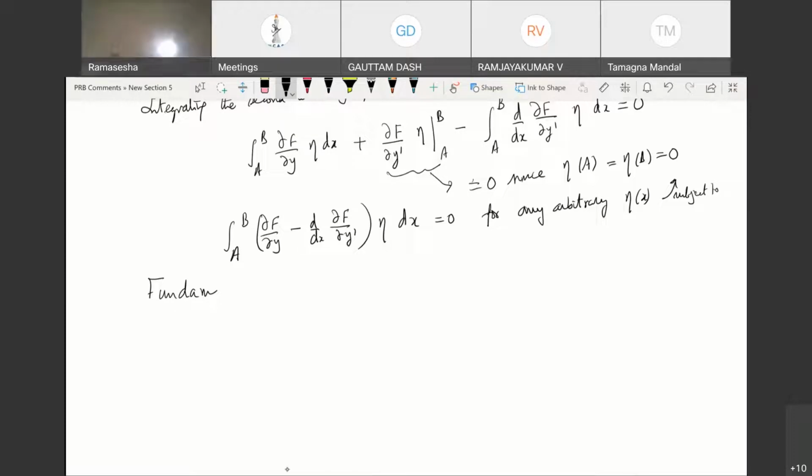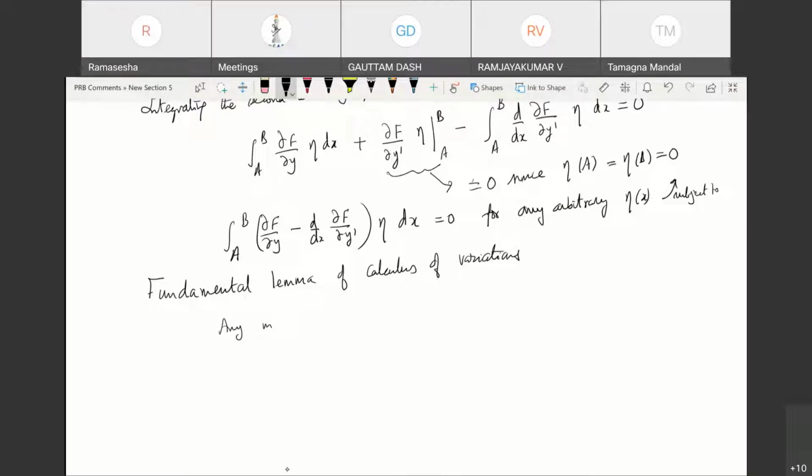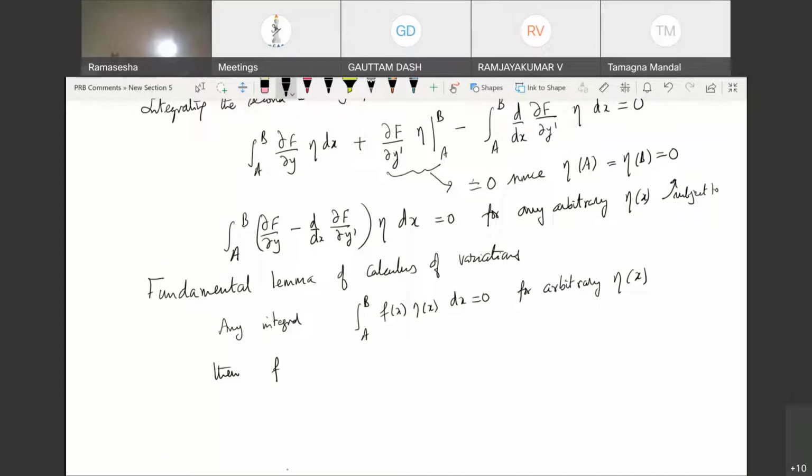What does this fundamental lemma of the calculus of variations tell you? That any integral from a to b of some f(x) eta(x) dx equal to 0 for arbitrary eta(x), then f(x) is identically 0. So that is quite simple. Now, how do you prove it?